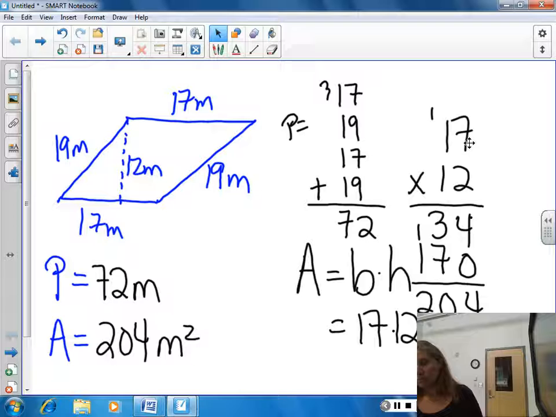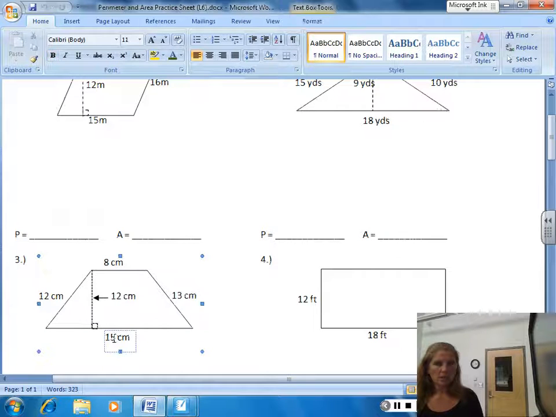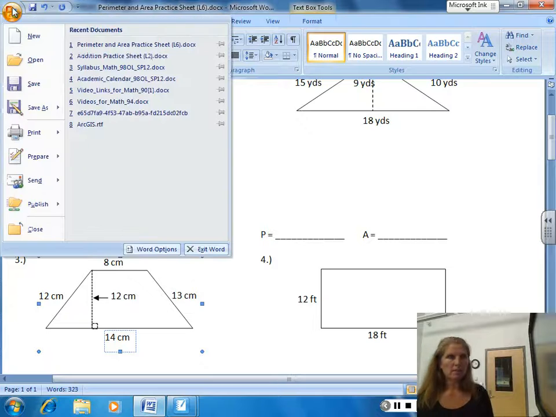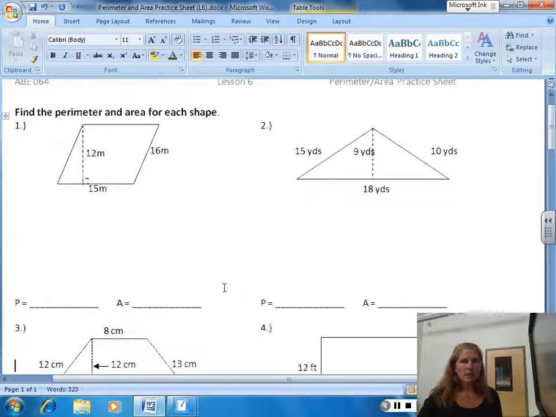I'm going to change a little bit on your practice sheet because I have something in there that doesn't come out nicely and I want it to. I can change it right now while we're all looking. I'm going to change this to be 14 because I want it to come out to be nice. So you're going to be asked to find the perimeter and area for each shape. The lines are down here given for you.